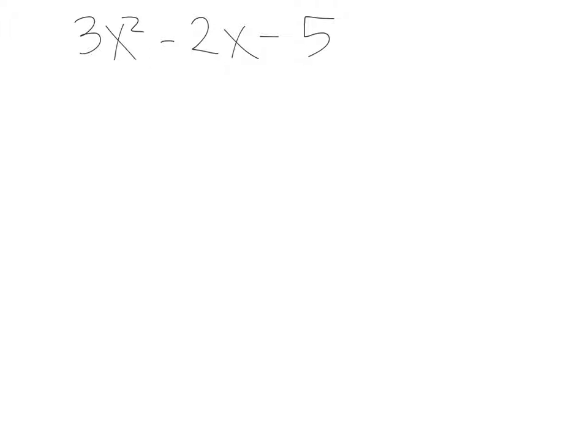This is going to be called the cross method or the X method or the diamond method. It's listed as a lot of different things online. So you first draw an X. In the top section, you're still going to do your A times C. In the bottom section, you're still going to put your B.